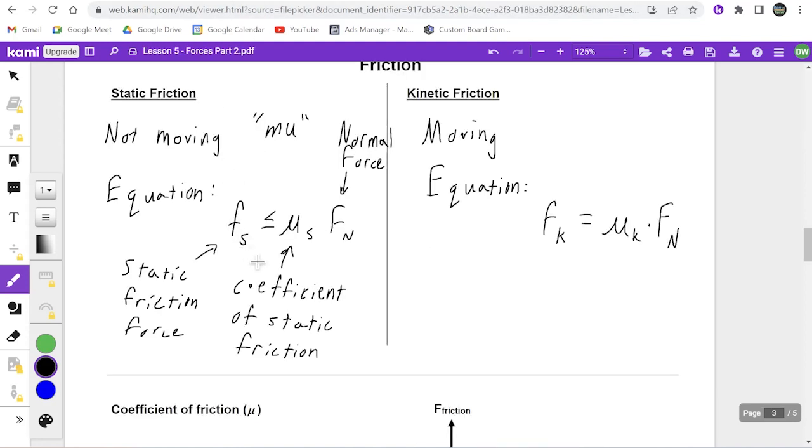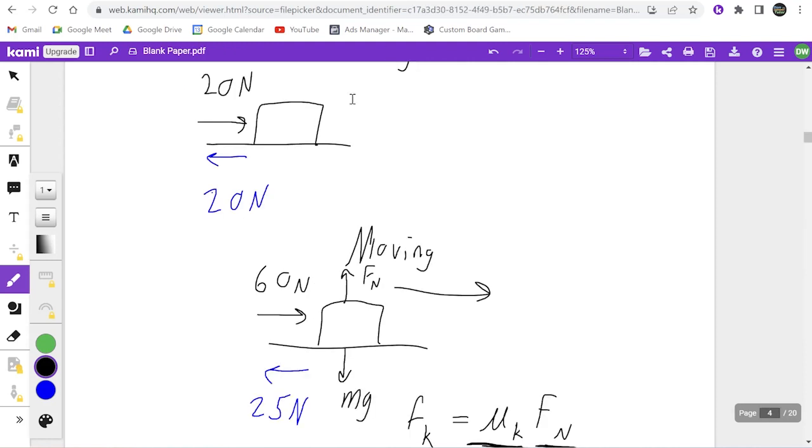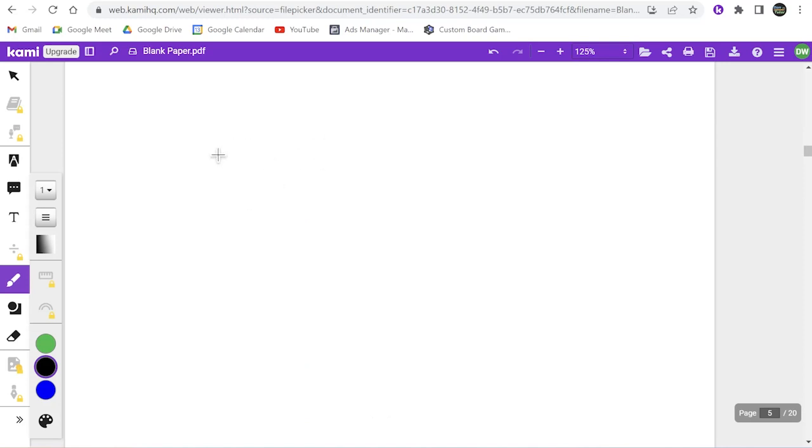Now, what's even worse about this equation, Fs less than or equal to mu s times the normal force, is that if I ask for the static friction force, you are not allowed to use this equation unless you are talking about the max static friction force. So let's introduce a new topic now: Fs max, the max static friction force. This is basically when you start moving. This is when we use this equation.